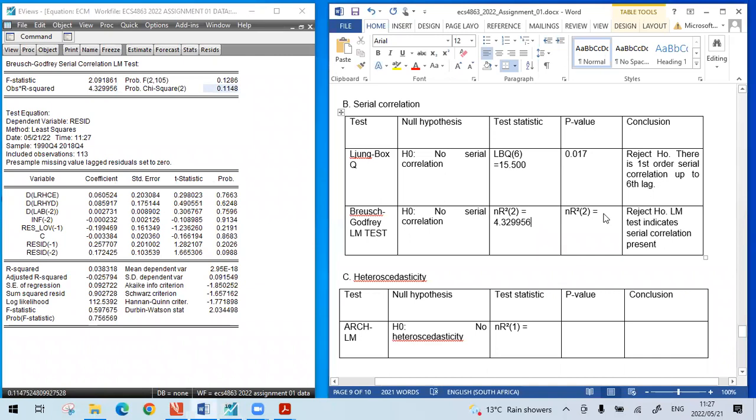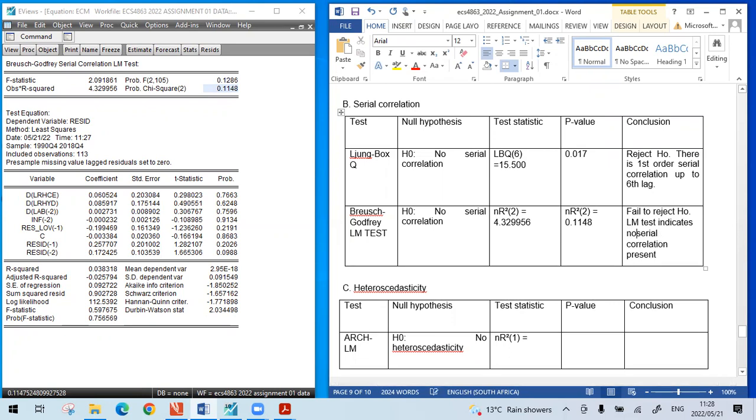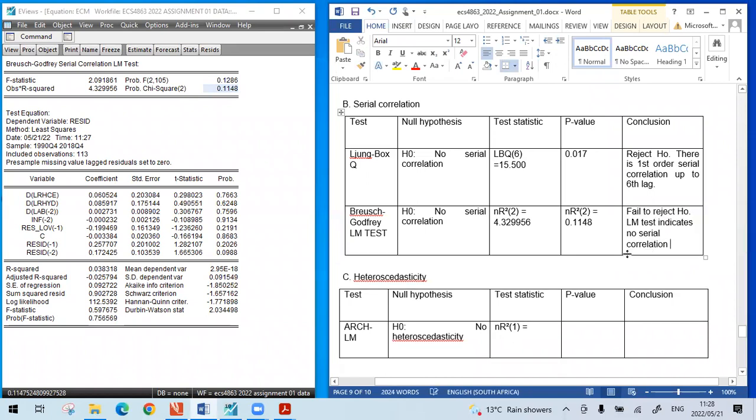What are you saying here? What's your conclusion? We are not rejecting. We failed to reject. Meaning what? If you fail to reject, there is no serial correlation. There is no serial correlation.